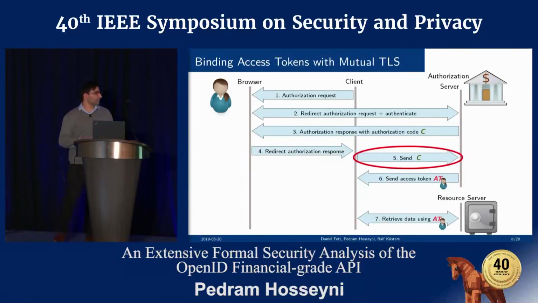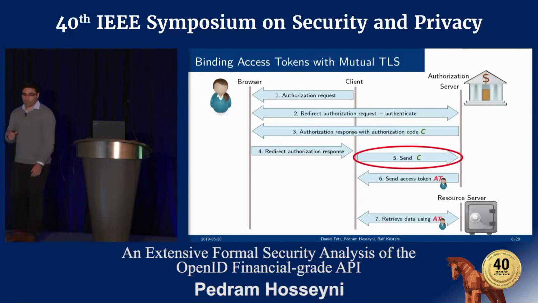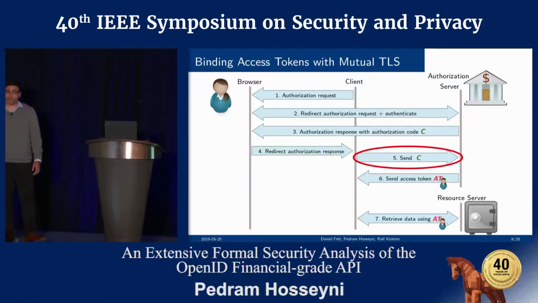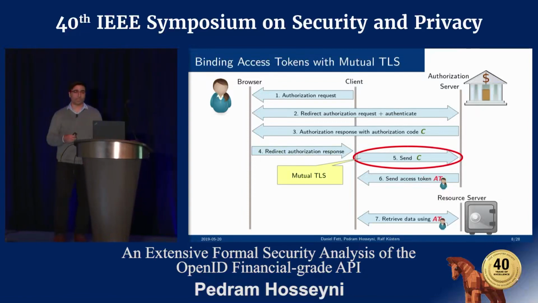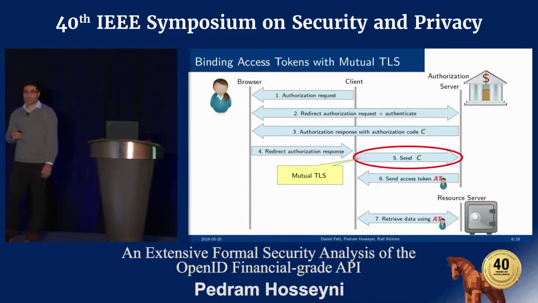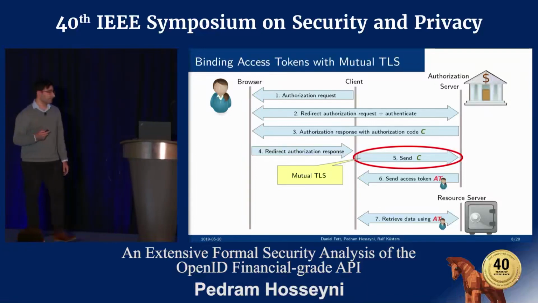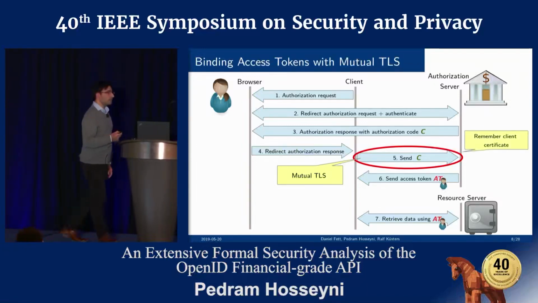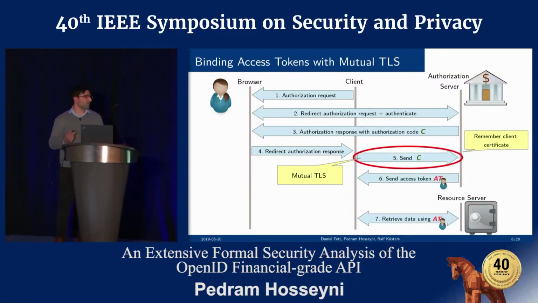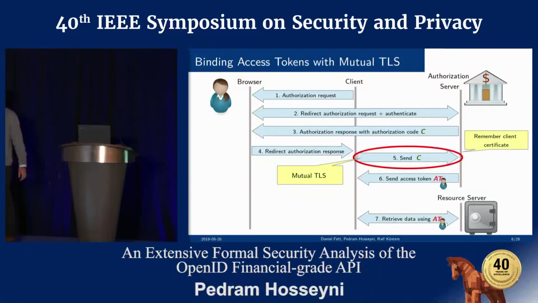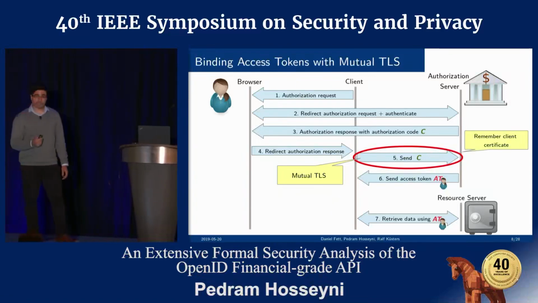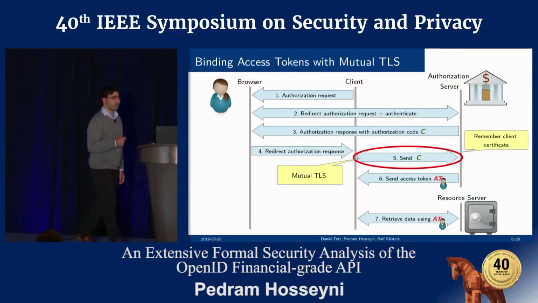So we have this in this step. When sending the authorization code for getting an access token, the client is required to do TLS client authentication. So at this point, we have client authentication at the TLS level. And now, the authorization server just remembers the client certificate. So the authorization server remembers that for this access token, this client certificate was created.